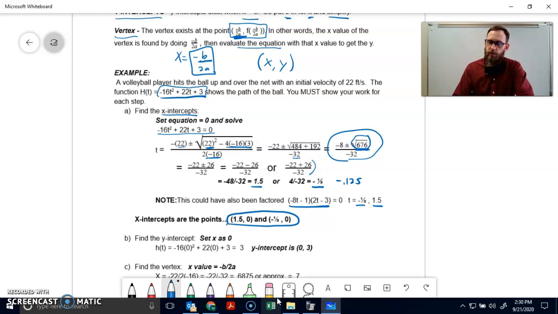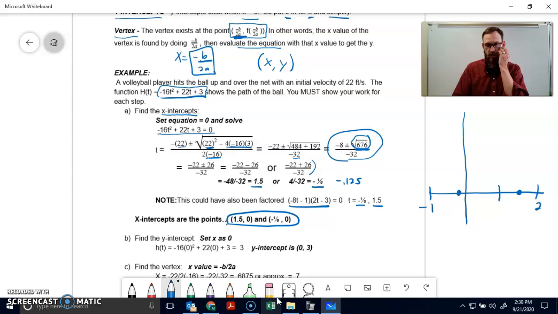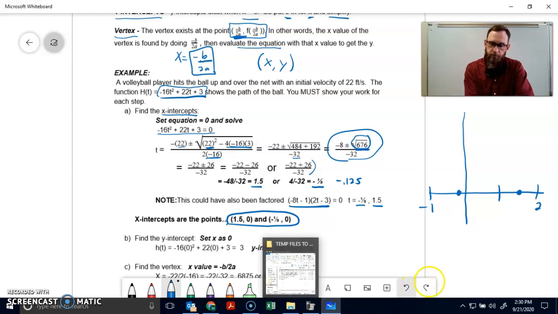So right now, I'm going to go ahead and graph those. I don't know what my scale needs to be on the y-axis, but I do know that I don't need to go very far because my y-intercept is at 1.5. So I'm just going to go to 2 on the x and negative 1 on the x. And I'm going to plot my x-intercept at 1.5, my other x-intercept at negative 1/8. So I got those labeled now.